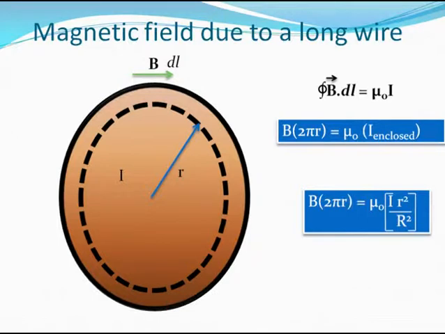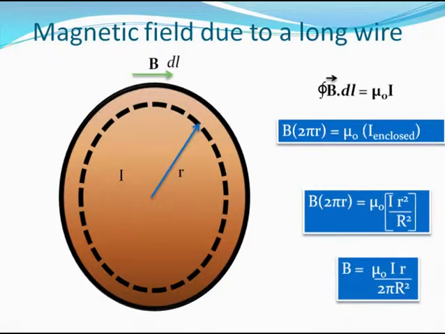So the value of the current enclosed by this loop that we have taken is small r square by capital R square into I. And therefore, the magnetic field inside a long current carrying thick wire is mu naught I by 2 pi R square into small r, where small r is the distance inside the current carrying wire and capital R is the radius of the wire.